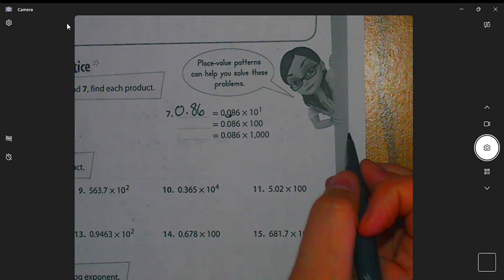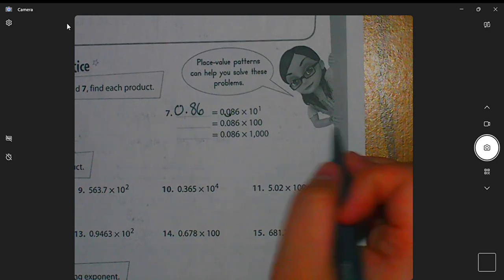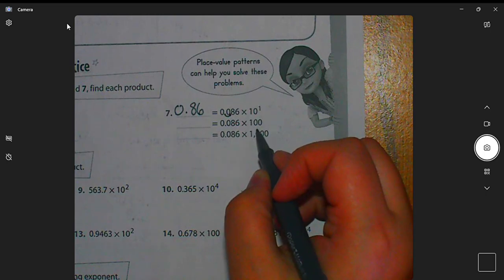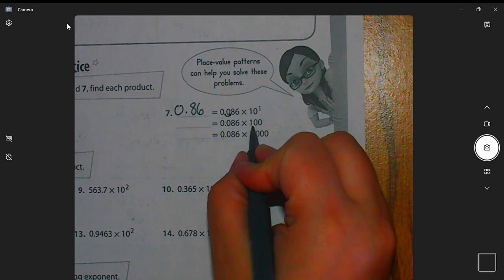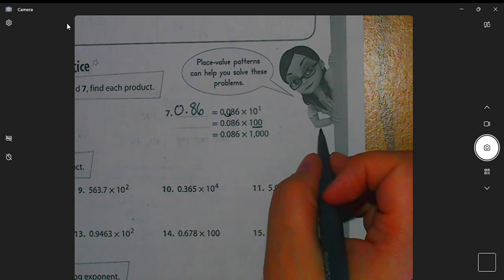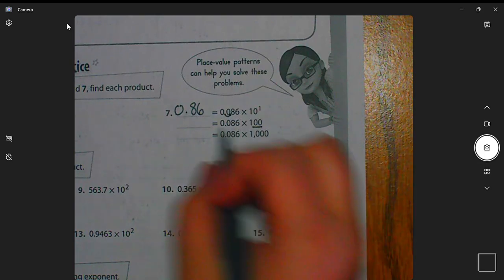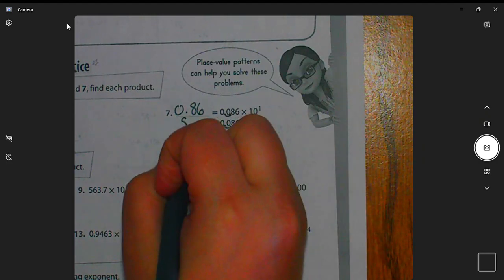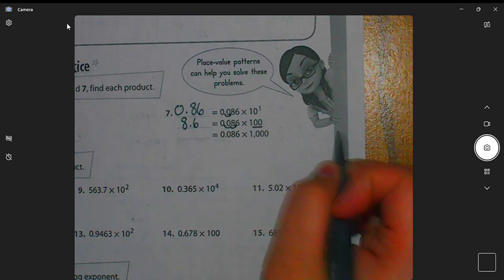Ooh, this time they're not giving me exponents. They're making me think. 86 thousandths times 100. What do you think? Maybe. How many zeros do I have? Right, 2. So I know that decimal is going to move 2 tens, right? 1, 2. So I get 8 and 6/10. Is that what you got?